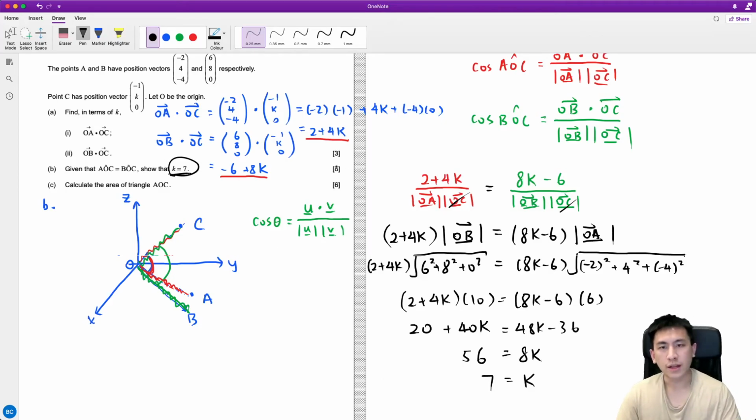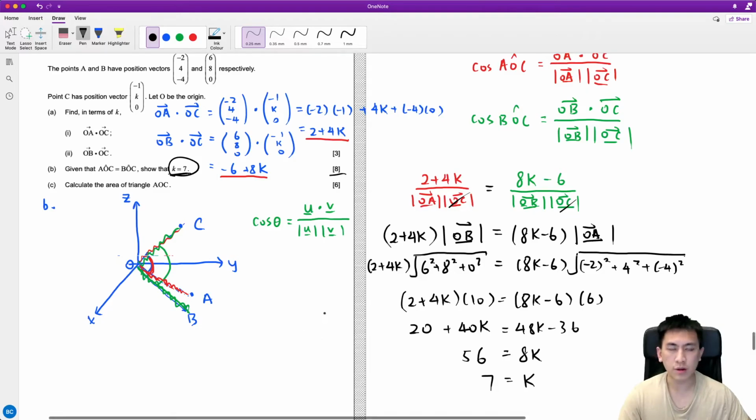Right, so that will be a nice 8 marker. Not that hard, but yeah, you gotta have a think about it. Now part C. Calculate the area of the triangle AOC. Now, I think that's very straightforward already. There's a formula that you need to know, which is a half AB sine C, right? You have to know that.